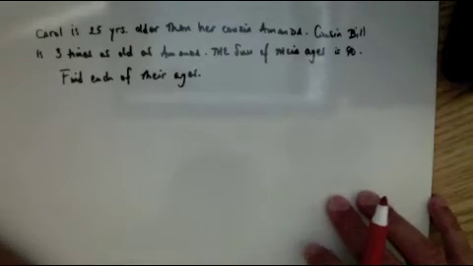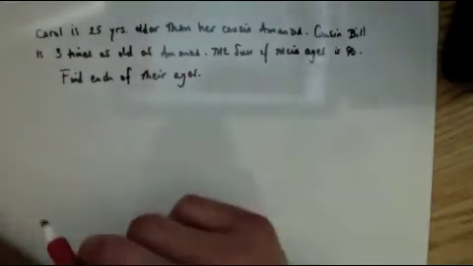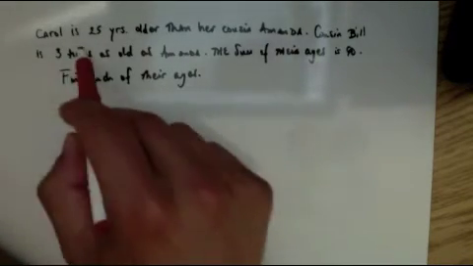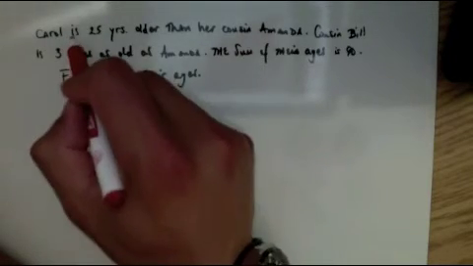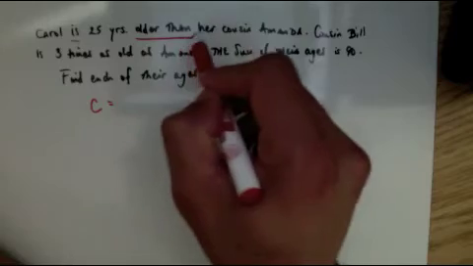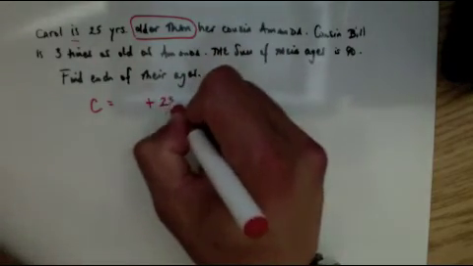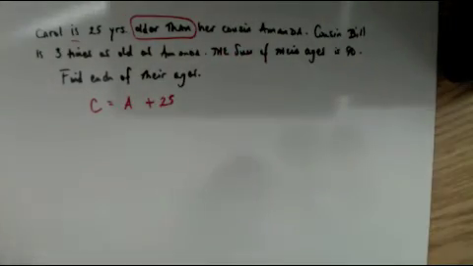This is an age problem. It says Carol is 25 years older than her cousin Amanda. So I want to go ahead and draw it out, but you know what? There's no shapes or anything like that. So I'll just start translating. So the first sentence, Carol, so I'm going to put C for Carol, is, okay, 25 years older than, okay, that means addition. So the 25 is going to go in the back. Her cousin Amanda, I'm going to put A for Amanda, okay? That way it makes it easy for myself.